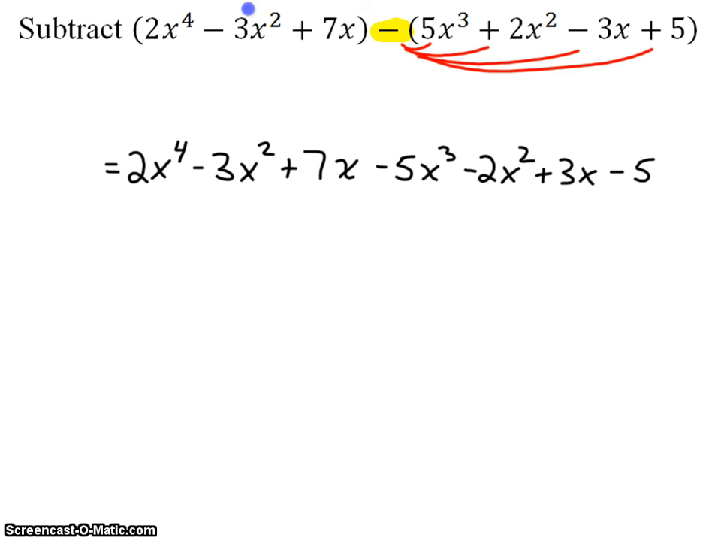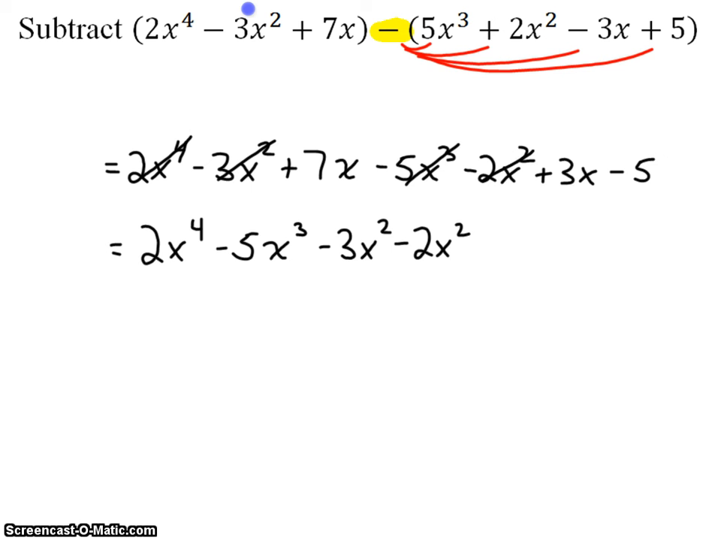And then we group any like terms. So there's no other x to the 4ths. Now, I'm going to rearrange these so they're actually going from highest exponent to lowest exponent. So I see a minus 5x cubed. So I might want to cross them off as I use them. Now I see a negative 3x squared minus 2x squared. And then a plus 7x plus 3x. And then a minus 5.